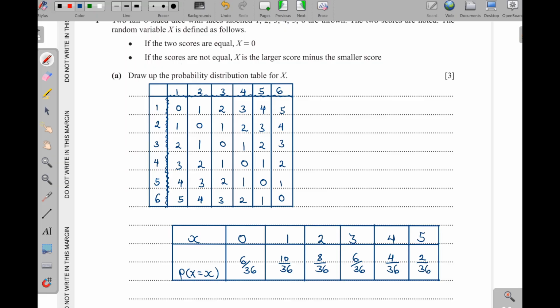Suppose we try to add the probabilities. Do we get a 1? This is 16, then 24. 24 plus 6, 30, 34, 36. So 36 out of 36 is 1. So that's a probability distribution.